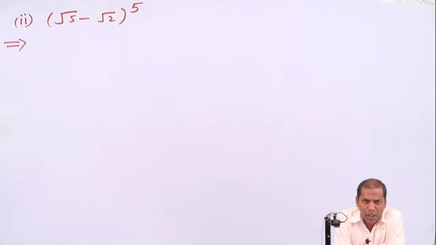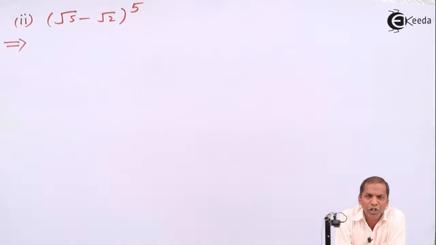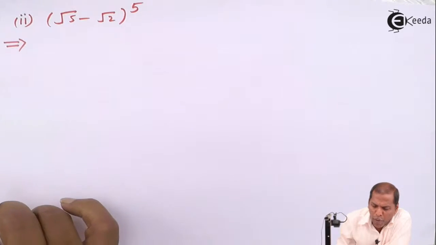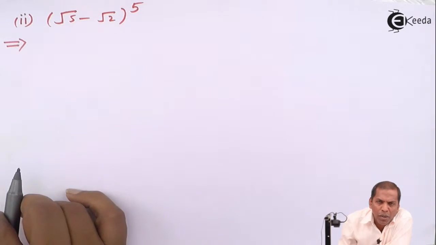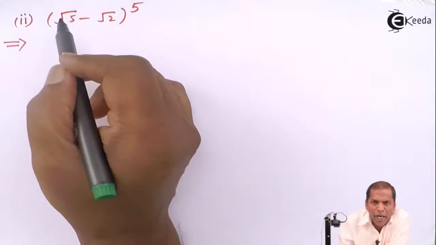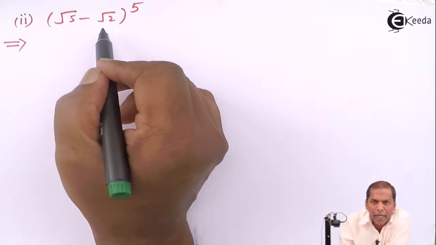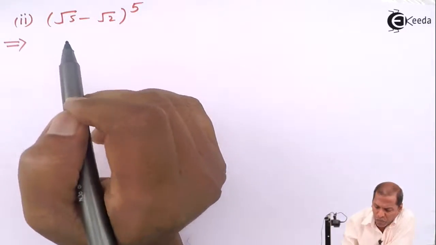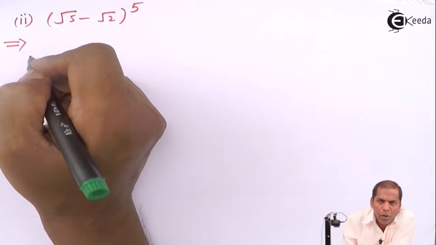Hello friends, now we see problem number 1, sub question 2, which is based on the binomial theorem from the chapter on method of induction and binomial theorem. The problem is: expand (root 5 minus root 2) whole bracket raised to 5. Now let's see the solution.